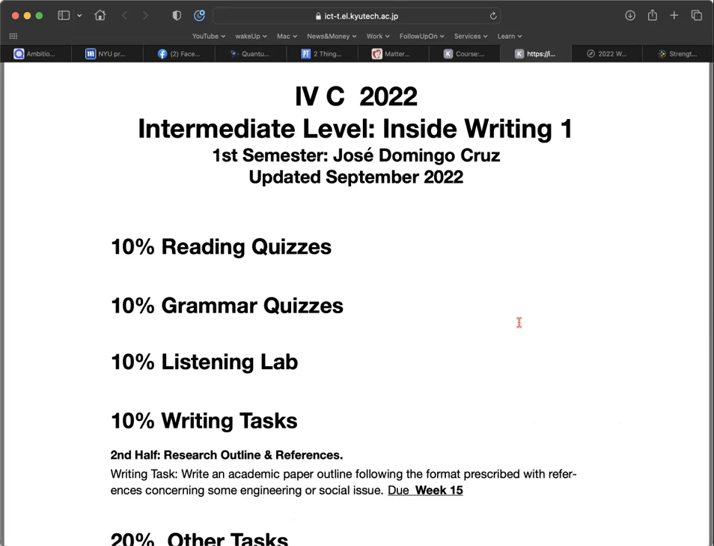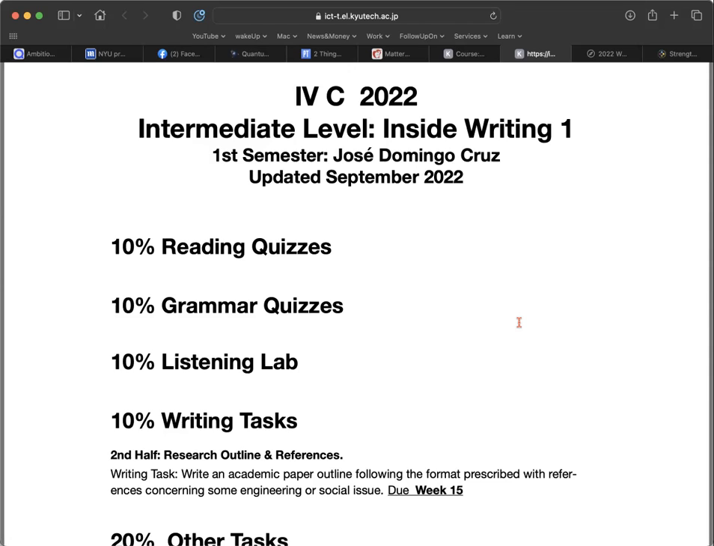Out of 100 points, 10 points is for reading, 10 for grammar, 10 for listening, and 10 for writing, 40% right there for writing, reading, listening, and grammar. The reading quizzes you will get in class 5 and in class 10. The grammar quizzes start this week. The listening lab starts next week, and the writing tasks sort of begin this week. So you can already tell this class has a lot of work.